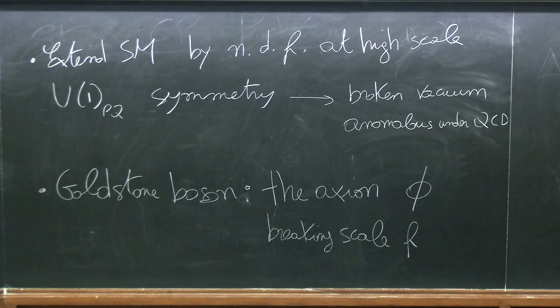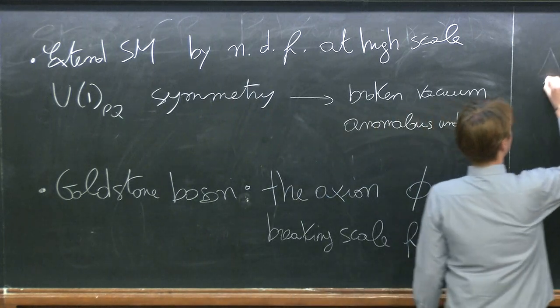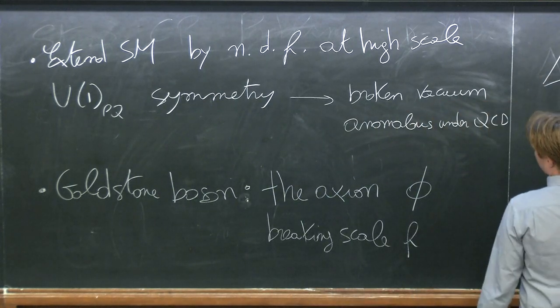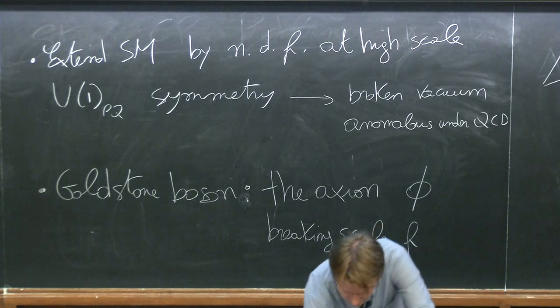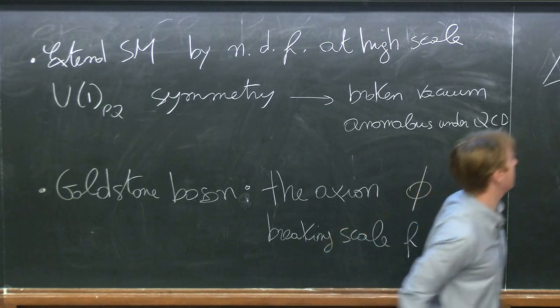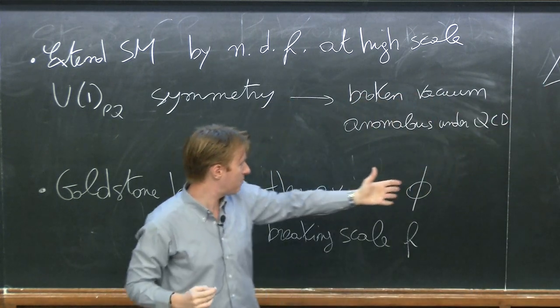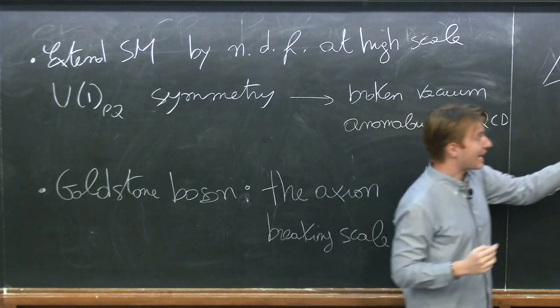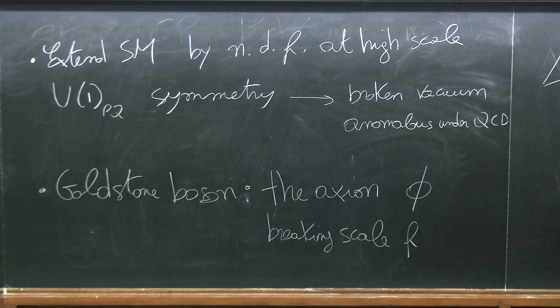Okay, so the last thing we need to exploit is the fact that this symmetry is anomalous under QCD. What does it mean? It means that this field phi, and I'm using now 8 pi f. So I'll give you the result, and you have to trust me here, but you can show that if the symmetry is anomalous under QCD, then you induce a coupling between this Goldstone boson and the gluon field strength, precisely to the operator G G dual.